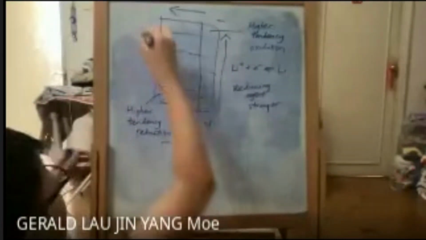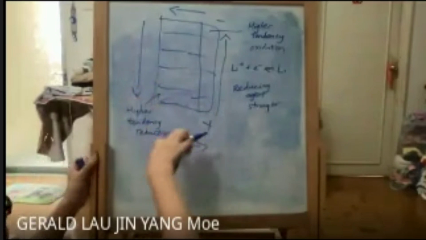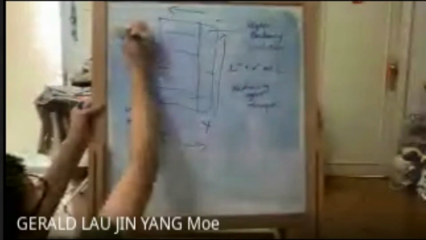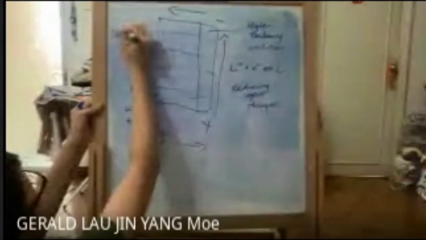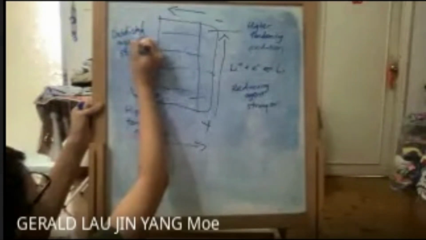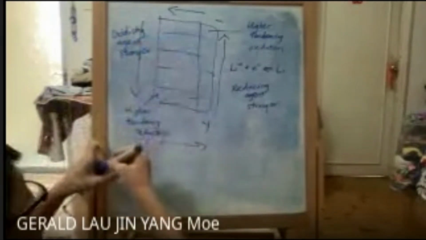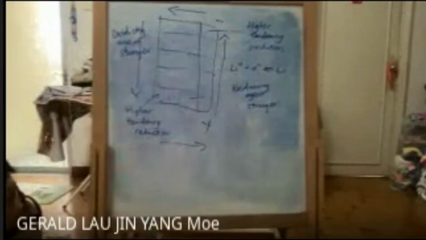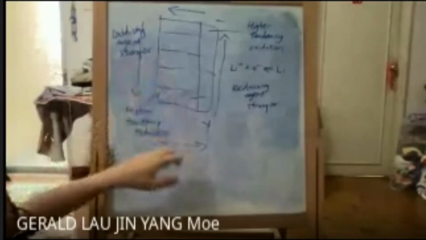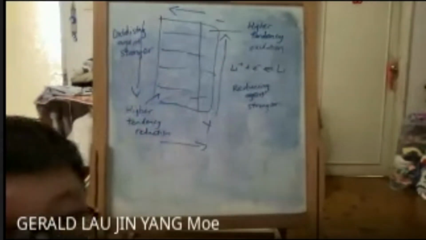Okay, come down, higher tendency for reduction. Reduction is what agent? Oxidizing agent. Oxidizing agent is stronger. Don't worry, later I'll teach you the technique. This is just a concept. You have to understand the series first. If you understand this, that means okay, good, ready.